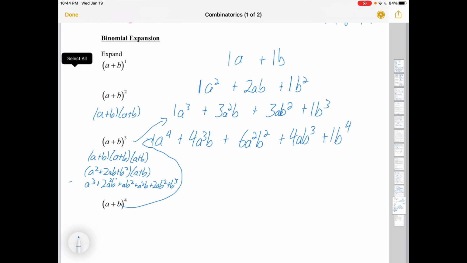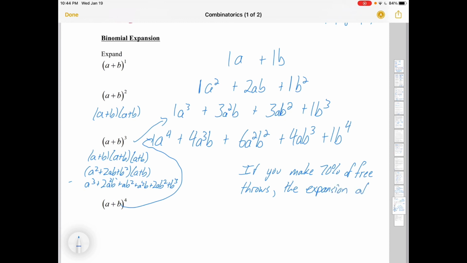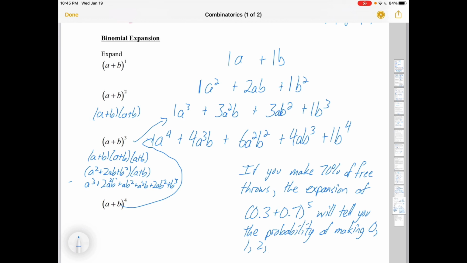It turns out that if you make 70% of your free throws, say you're a basketball player, the expansion of a binomial like this, 0.3 plus 0.7 to the power of 5, will tell you the probability, one of the terms will tell you the probability of making 0, 1, 2, 3, 4, or 5 of your next free throws.